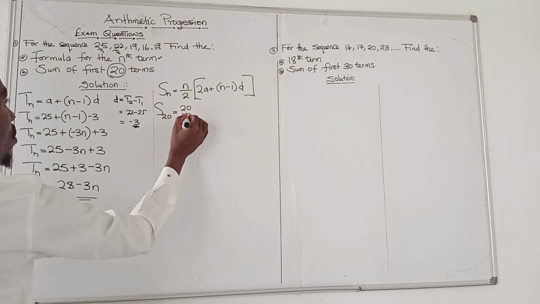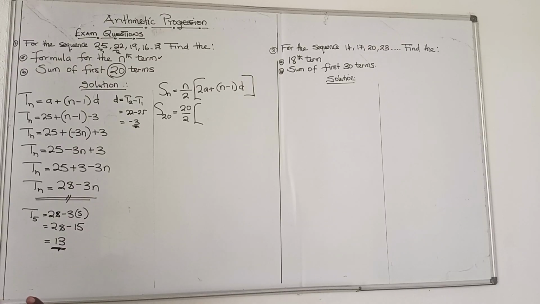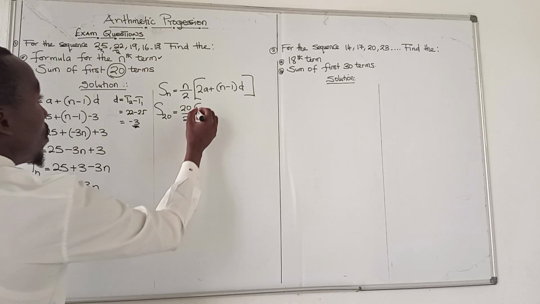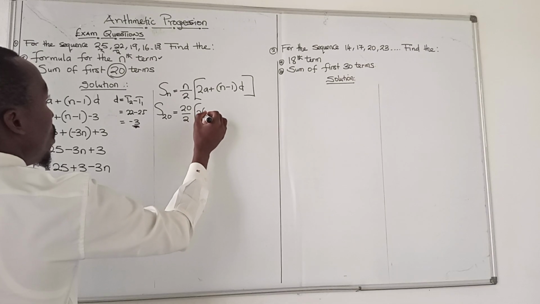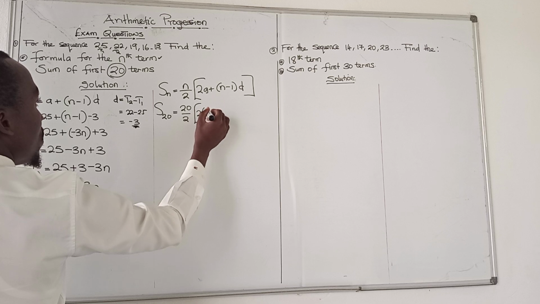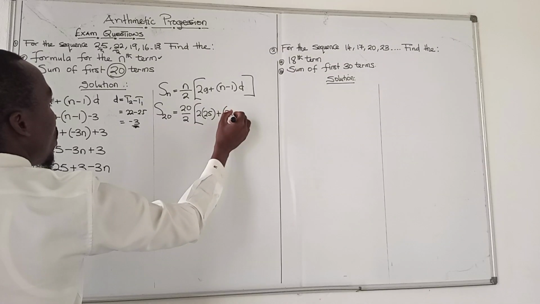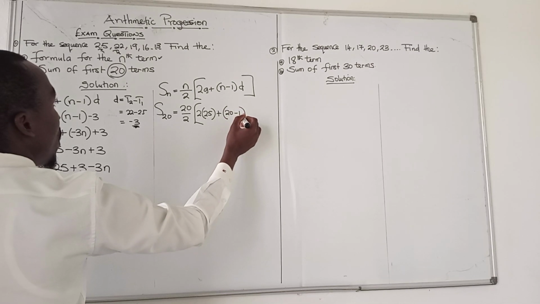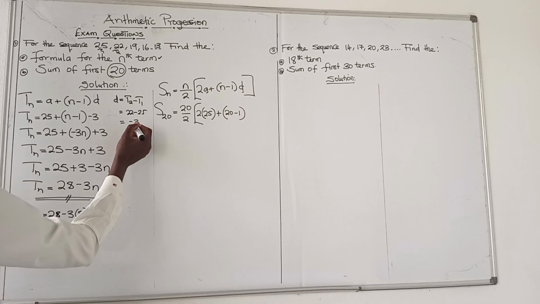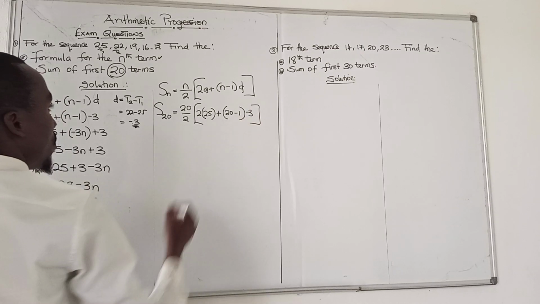So we say 20 over 2. I hope that you're following. Then 2 times a, where there's a we put 25, which is the first term. That plus, where there's n, we are putting 20 minus 1. And where there's d, the common difference is what? Negative 3. So we put negative 3.